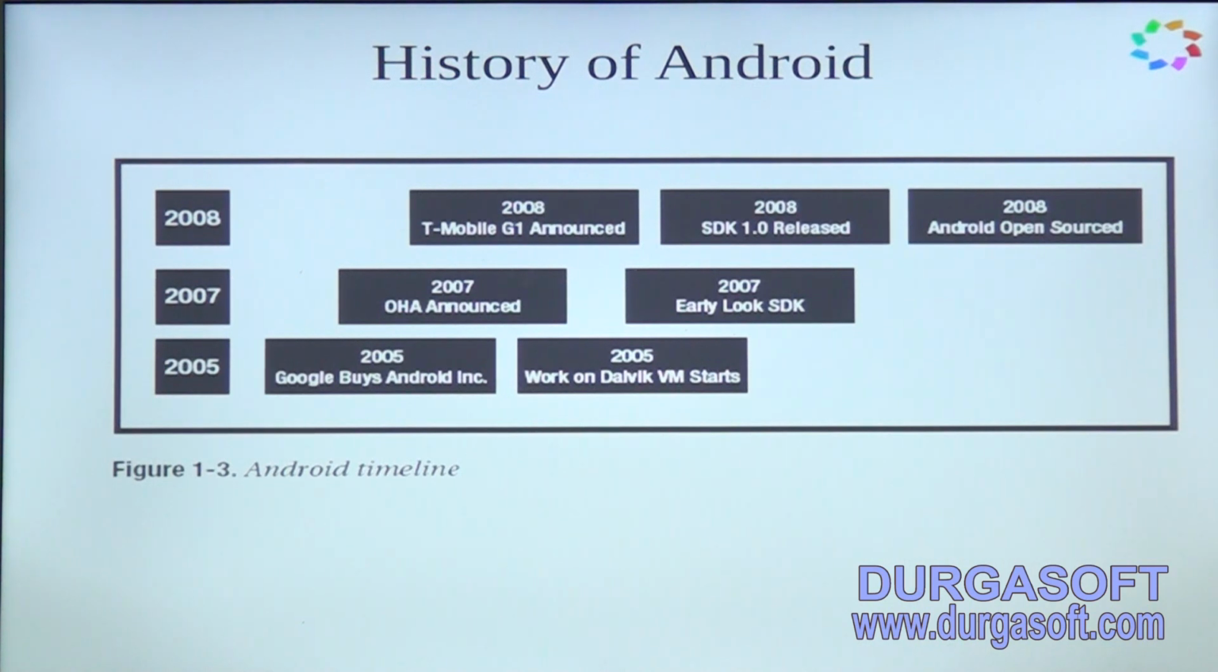And in 2008 you see the G1 phone, which was announced by T-Mobile, and the very first SDK officially released, version 1.0. And in 2008 you see Android open sourced, which means it became available to each and every technical geek around, so he can simply download the SDK from anywhere and start his development for mobile applications.